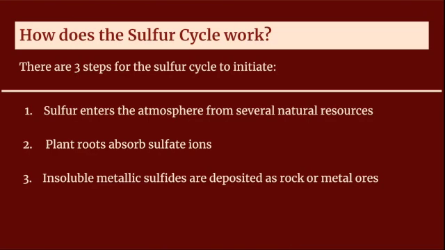How does the sulfur cycle work? There are 3 steps to the sulfur cycle to initiate. Number 1, sulfur enters the atmosphere from several natural resources. Number 2, plant roots absorb sulfate ions. And number 3, insoluble metallic sulfides are deposited as rock or metal ores.